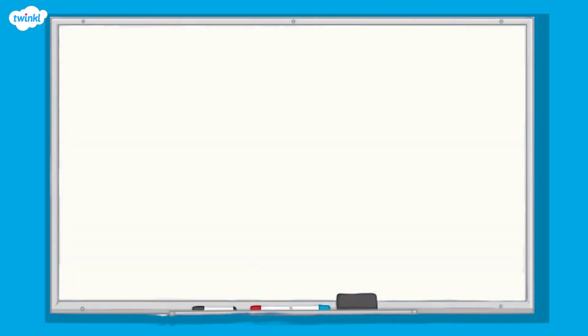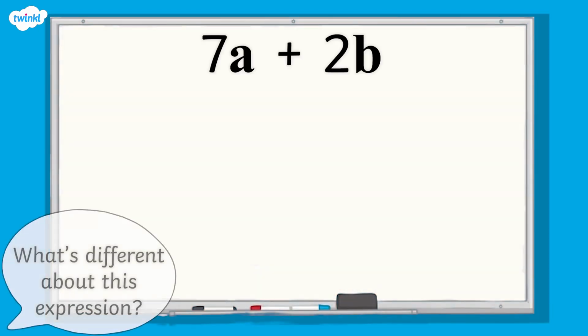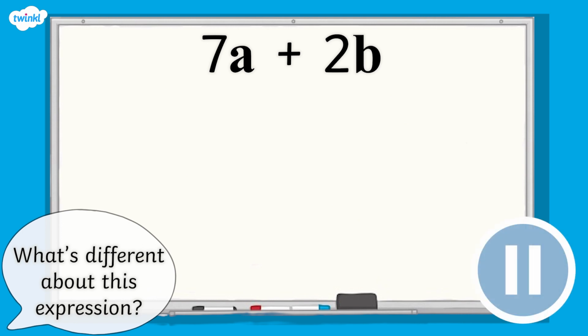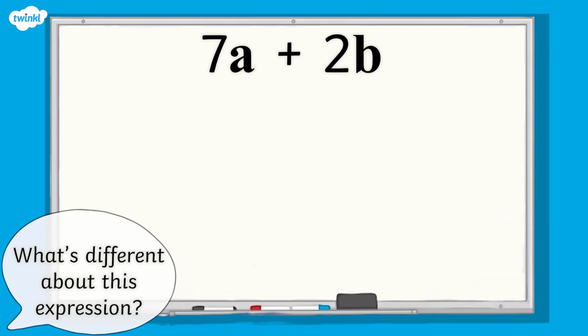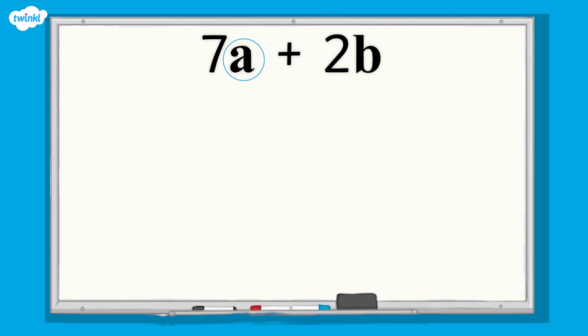Now let's see what substitution looks like without the cubes. Remember, if you find it useful, you can still use the cubes to help you until you're more secure. Let's start with the expression 7a add 2b. What's the difference about this expression? That's right, we have 2 unknown numbers this time, a and b.